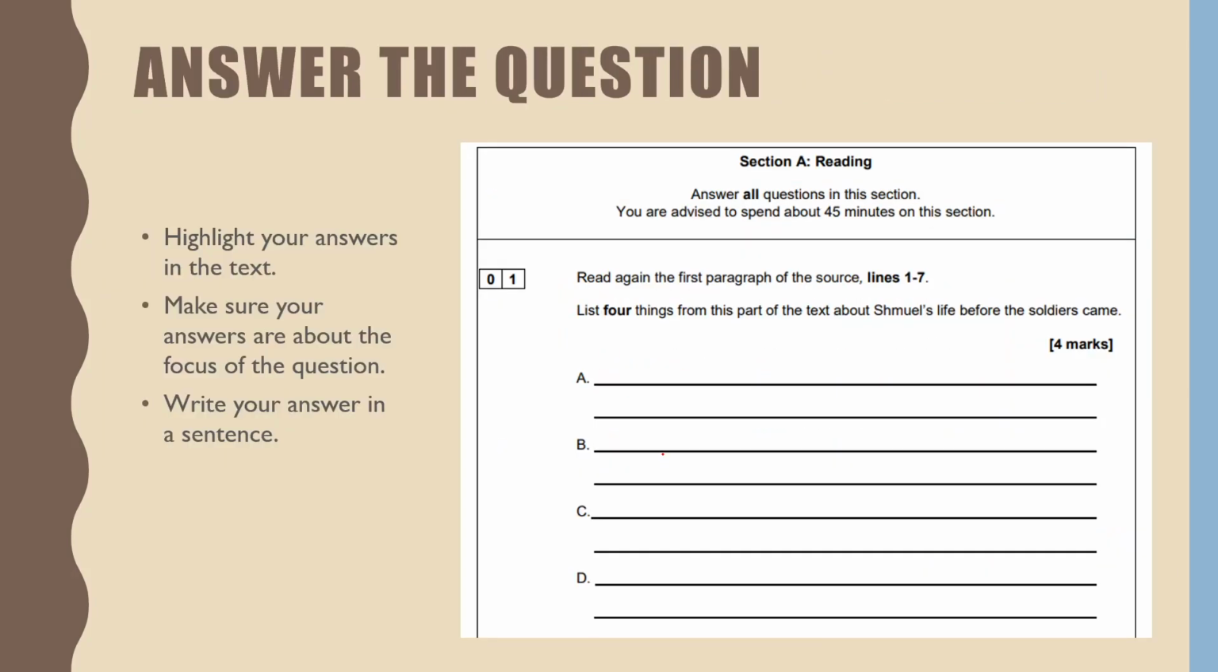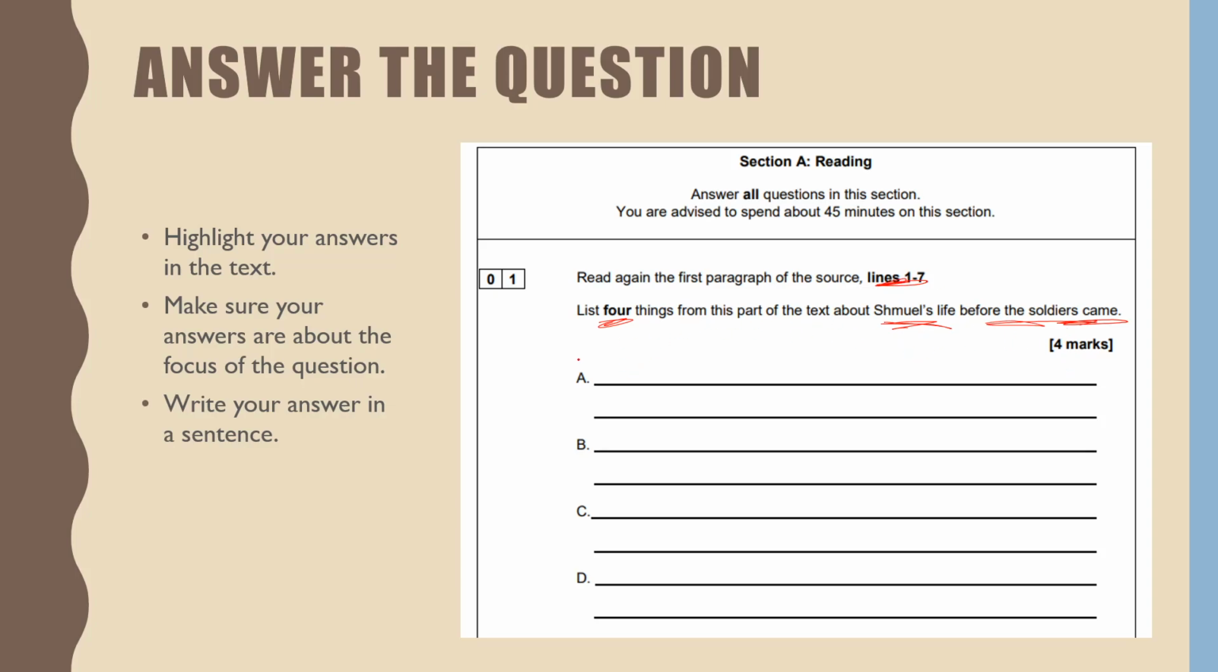So the answer to the question for this one is really, really easy. All you have to do is highlight the answers in the text. You make sure your answers are about the focus of the question, and you write your answer in a sentence. So, like I was saying to you before, this is key, this is key, this is key, and this is key. So if I'm doing all of these things, it's correct.